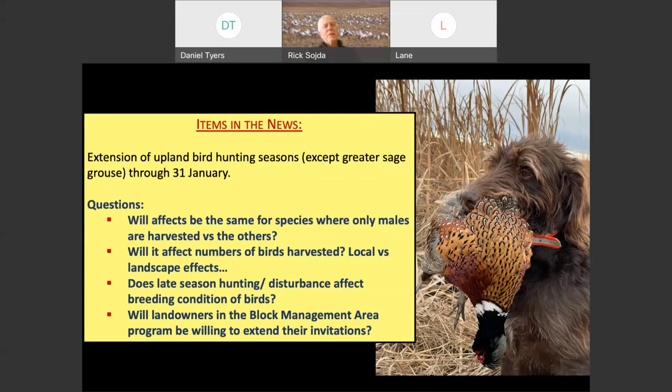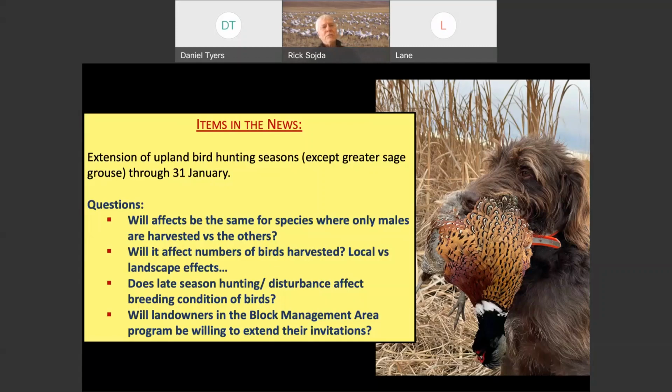Another question is, will the effects be the same for species where only males are harvested versus the others? In other words, there's thought that if you were to extend the seasons for pheasants, you're probably not going to have too heavy of an impact on the population. If we start doing that for huns, for sharptails, where you can't really distinguish between the males and females on the wing, as well as mountain grouse, maybe there might be some local populations that could take it in the shorts, being over-harvested. Whether that's true or not, we don't know, but it's a question that's being raised.